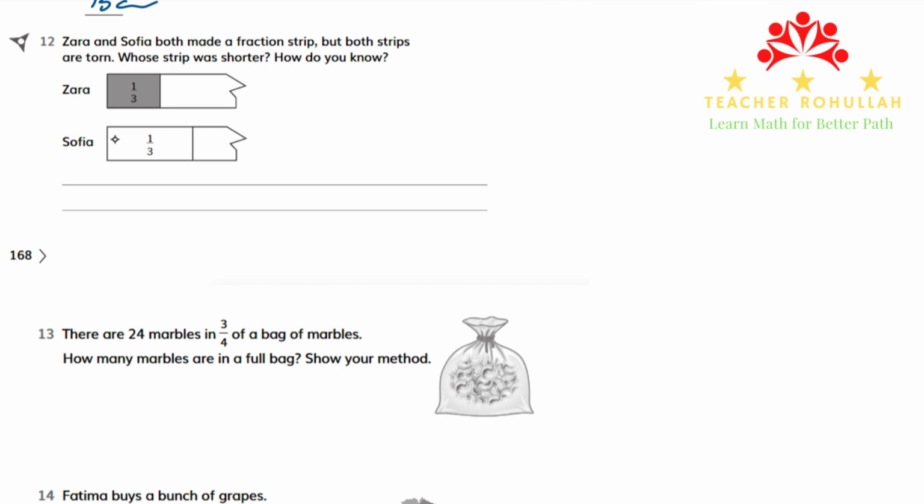Question 12 is also somehow a challenge. It says, Zara and Sophia both made a fraction strip, but both strips are torn. Whose strip was shorter? How do you know? If we look at the strips made by Zara and Sophia, we see that 1/3 in Zara's strip is shorter than 1/3 in Sophia's strip. In this case, we can say that the whole strip made by Zara is shorter than Sophia's strip. If 1/3 is shorter, so the whole is also shorter.